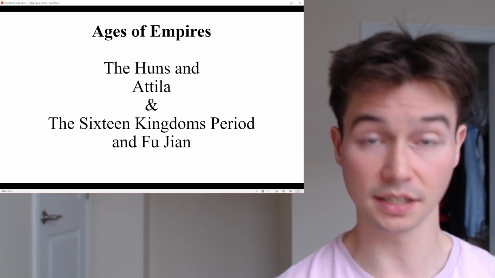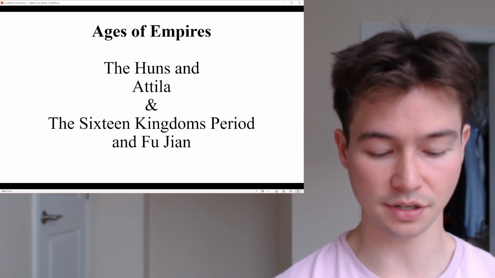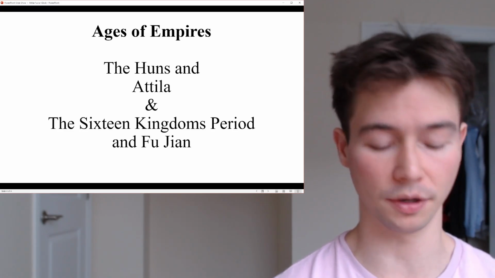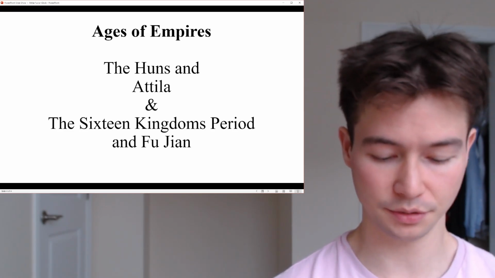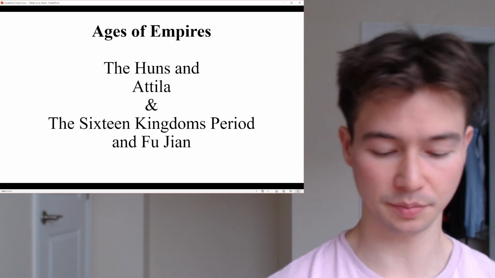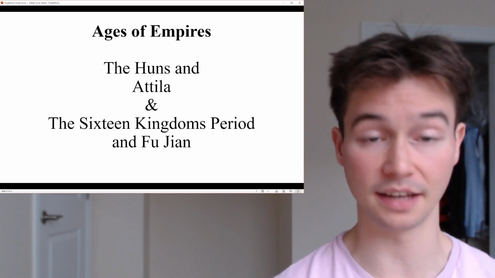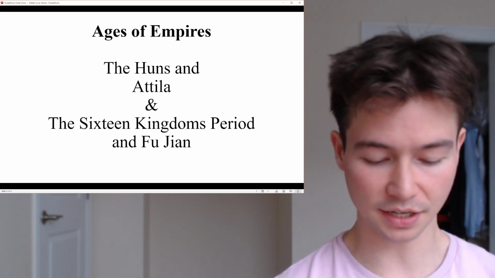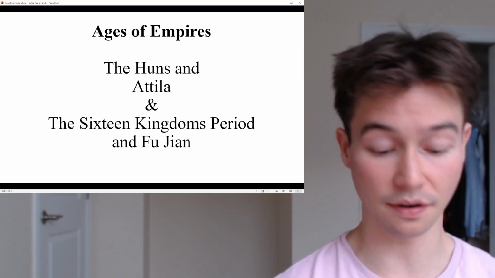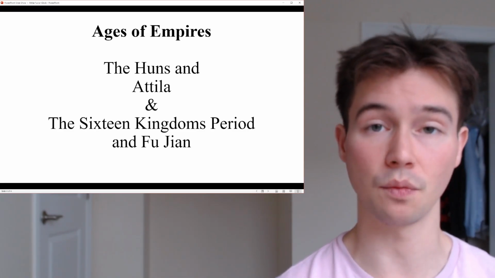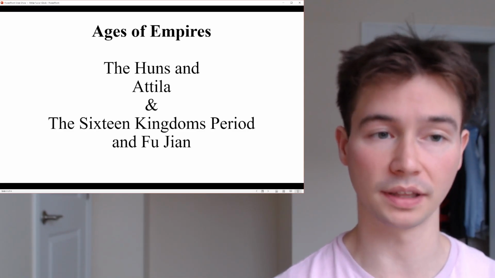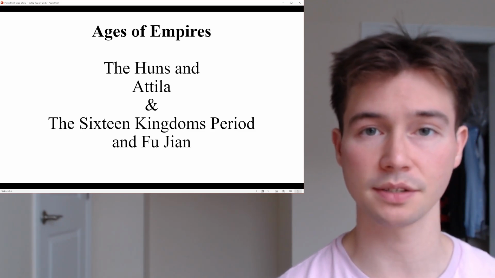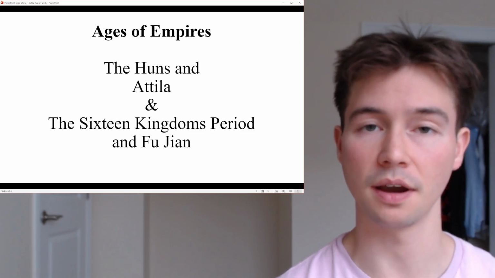Thus, both Attila the Hun and Fu Xian were leaders of nomadic origins who rose to power during periods of political turmoil. They expanded their territories through military conquest, but ultimately faced internal challenges that led to their downfall. So quite similar trajectories in many ways. And their legacies include influencing the cultures and governance structures of the regions they once ruled. So both very important leaders, both very important empires and very important periods.